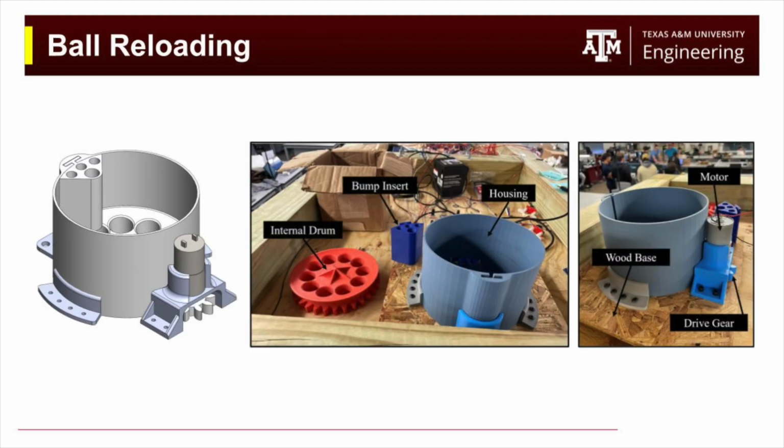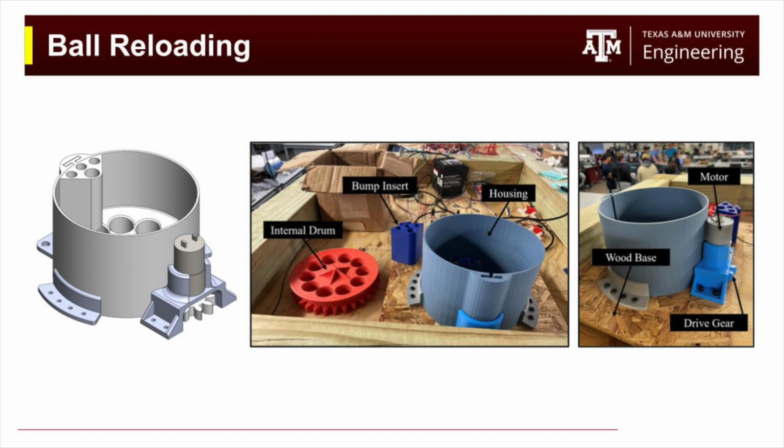The ball reloading system is made of 4 different components: the internal drum, bump insert, housing, and motor. Balls are deposited into the housing where they fall into the holes in the internal drum or rest on top. When it is time to reload, the motor drives the pinion, which engages with the gear teeth on the internal drum, rotating it 1/10 of a revolution. This causes a slot containing a ball to align with a hole in the housing, where the ball falls down.